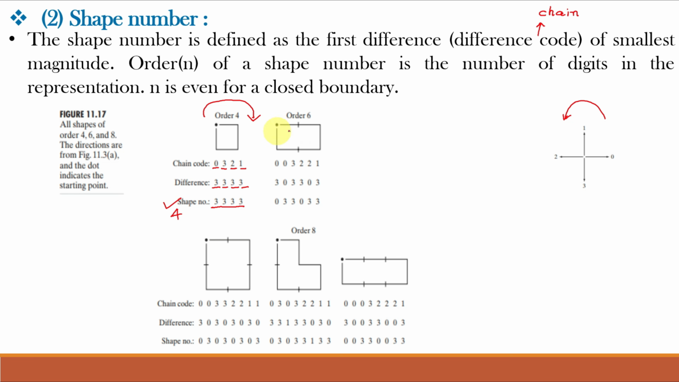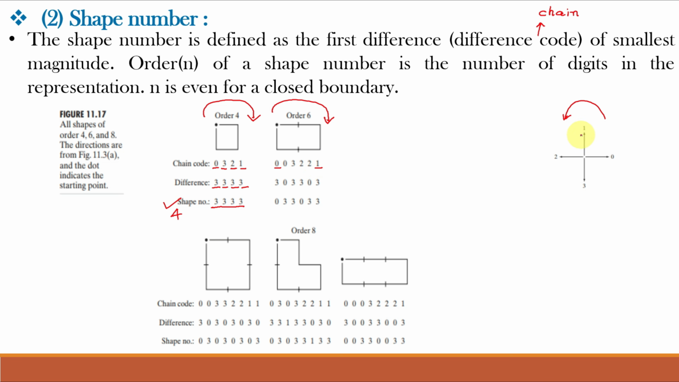Let us calculate the shape number for this. This is our starting point. First we are going towards right and again we are going towards right. So that means 2 zeros. Then we are going 1 down. So down is 3. Then 2 left. So 2, 2 and 1 up is 1. So first difference is calculated by taking the difference between the last digit and the first digit. That is 1 and 0.